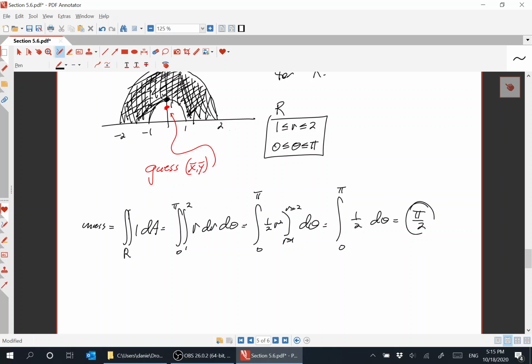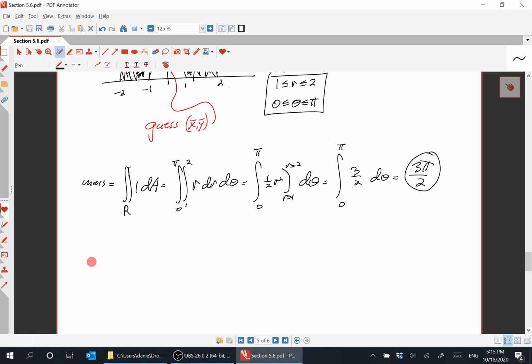Right? At 2, you get, and at 1, you get a half. Oh, no, 2 minus 3 halves. So that's 3 pi over 2. So that's the area. 3 pi over 2 units squared.